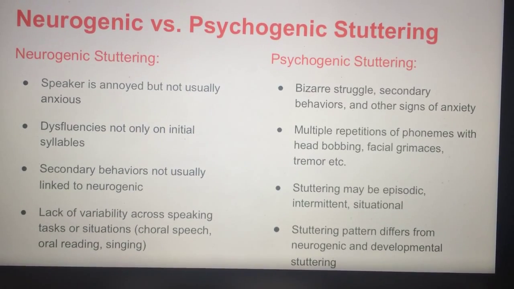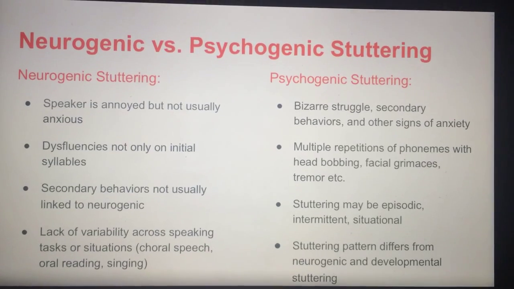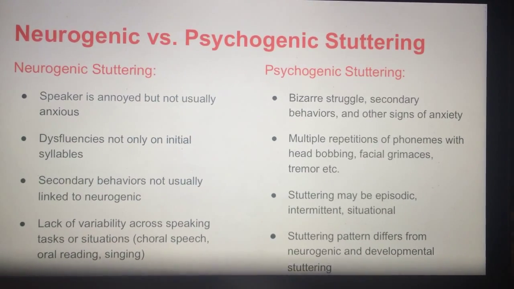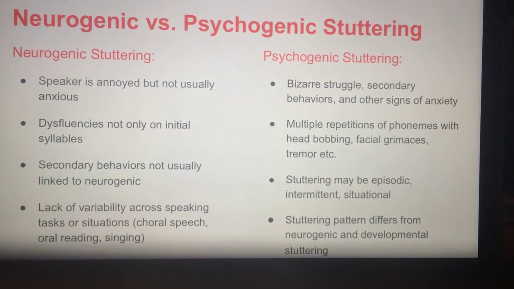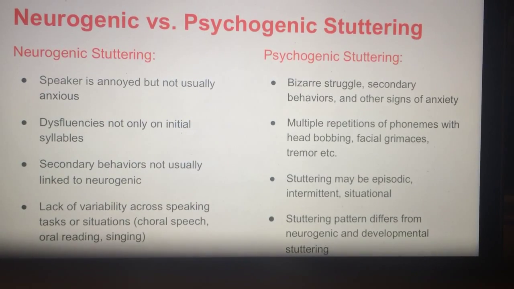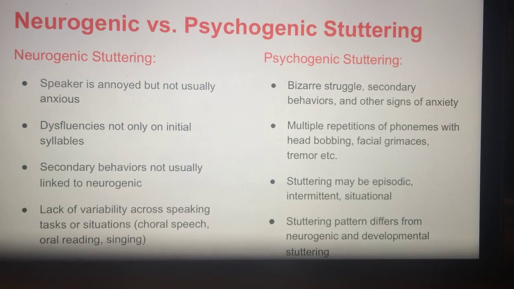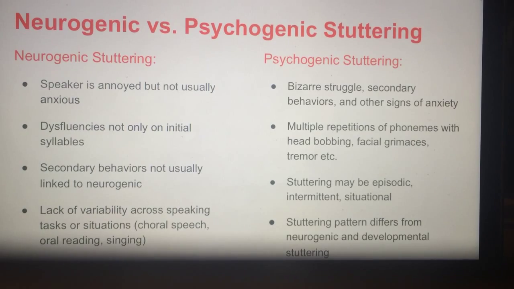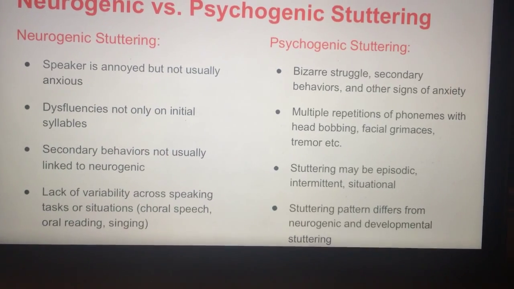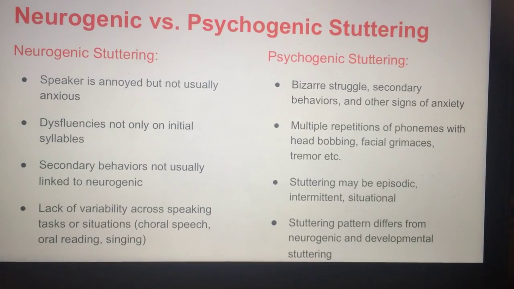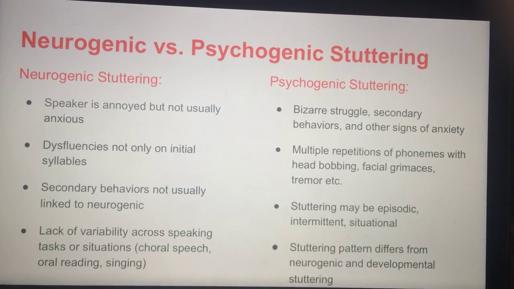For psychogenic stuttering, there's a bizarre struggle and secondary behaviors, as well as other signs of anxiety attached to the stuttering. There are multiple repetitions of phonemes with head bobbing, facial grimaces, or tremor, and so on. Other secondary behaviors, as well as stuttering, may be episodic, intermittent, and situational. The stuttering pattern differs from neurogenic and developmental stuttering, so it presents in a different way. Some possible psychological diagnoses that could lead to psychogenic stuttering include conversion reaction, anxiety, depression, personality disorder, drug dependence, and post-traumatic neurosis.